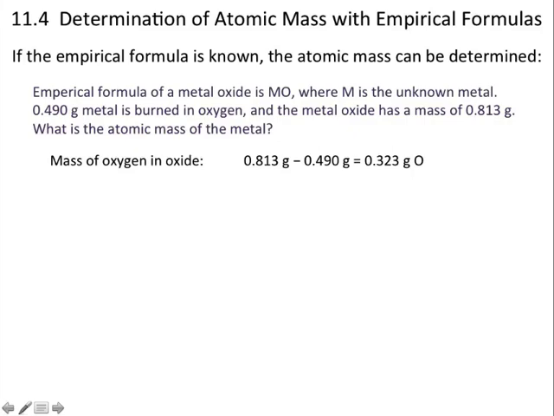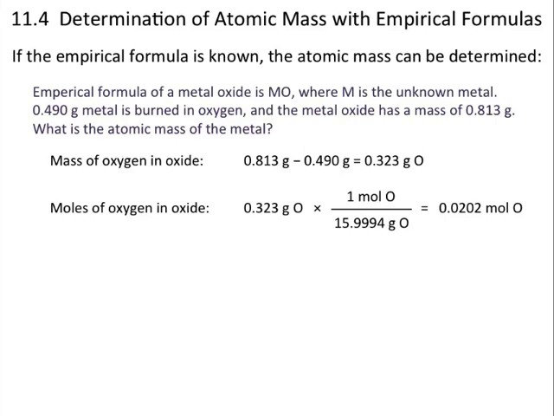Alright, so here's the trick. If you take the mass of the metal oxide that's in the problem, and you subtract from it the mass of the metal that you started with, you know that you added 0.323 grams of oxygen. Because the metal oxide is just metal and oxygen, and if you start with just the metal and you know the mass of that, well, you can take the difference from the mass of metal oxide to find how much is just oxygen.